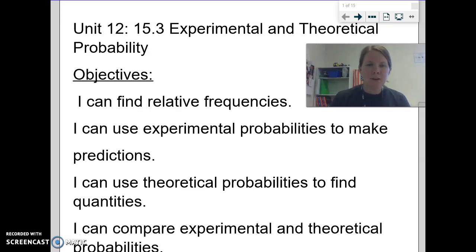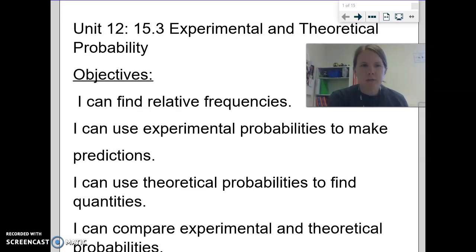Hello, 7th graders, and welcome to lesson 15.3, our second lesson here in probability. So we're going to be talking about experimental and theoretical probability today. And we actually got quite a few different objectives today.